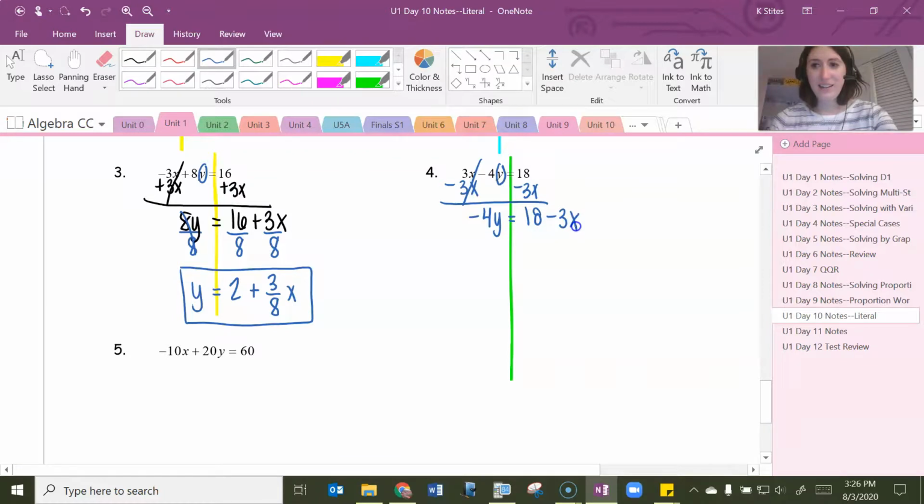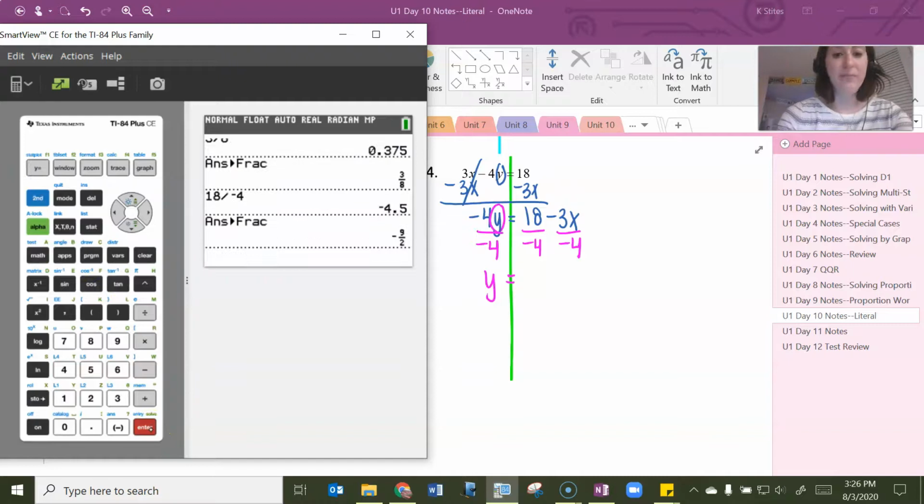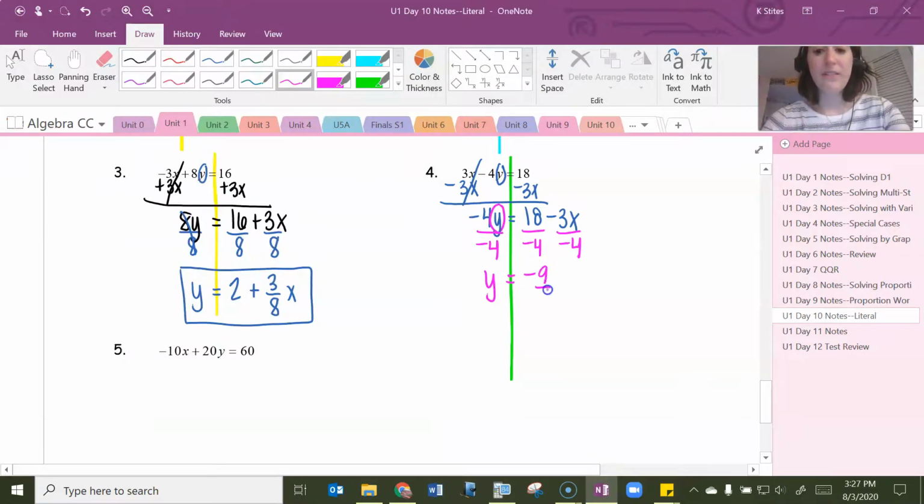All right, and then we're still solving for y, so our final step will be to divide by negative 4. Okay, and you are going to divide all these by negative 4. Okay, and then I'll help you MathFrac here. 18 divided by negative 4. If you can do this in your head, great. We do want to MathFrac though, okay? So I want to see it as negative 9/2, or negative 9 over 2.